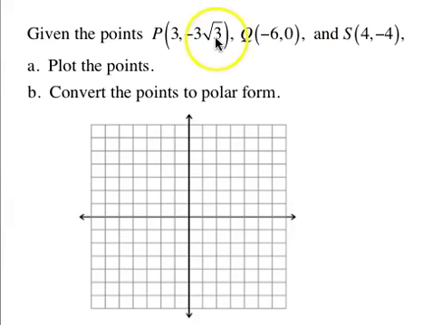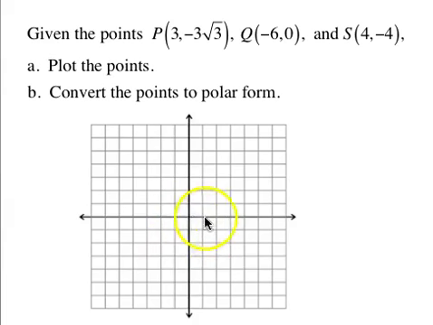Next, we want to look at these 3 points given in rectangular form, P, Q, and S. We want to plot them and then convert them to polar form. Well, this first one, x is 3, y is negative 3 root 3. Root 3 is about 1.7. So negative 3 times 1.7 is a little bit more than 5.